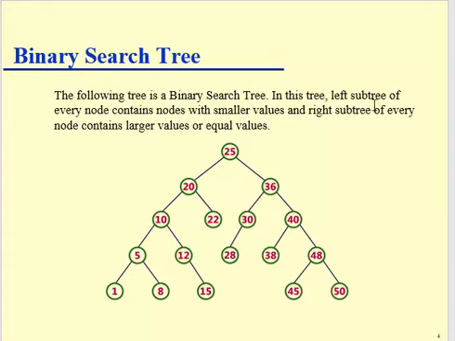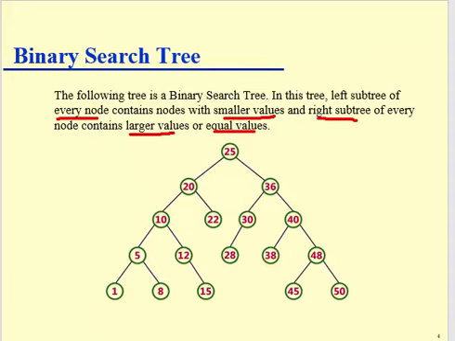Again, I'm repeating, in this tree, the left subtree of every node, now here it is written every node, that means the left subtree of every node contains the nodes with smaller values, and the right subtree of every node contains larger or equal values. Equal means, suppose you can repeat the values, and suppose you have to insert 25, so that would come on the right hand side. Where it would come exactly, that I will tell you in the next slide.